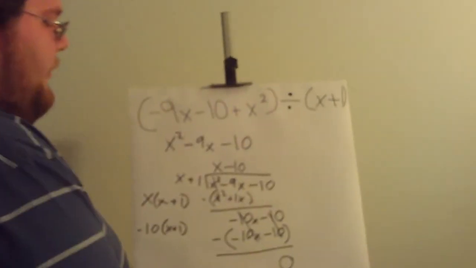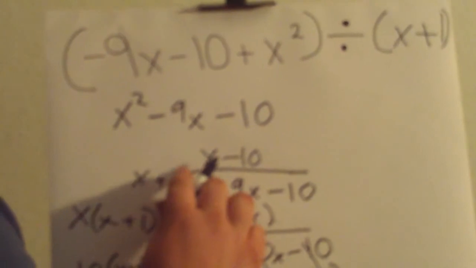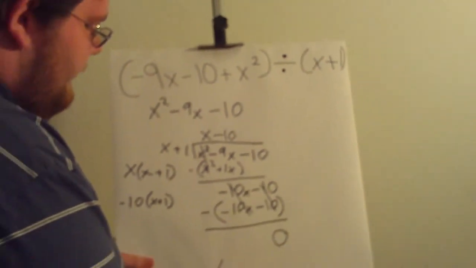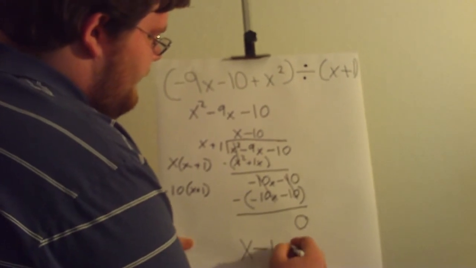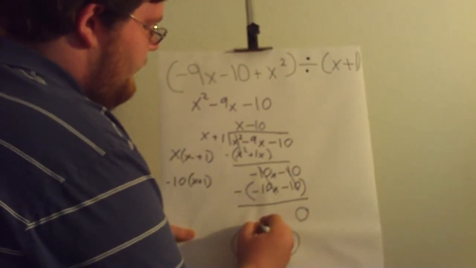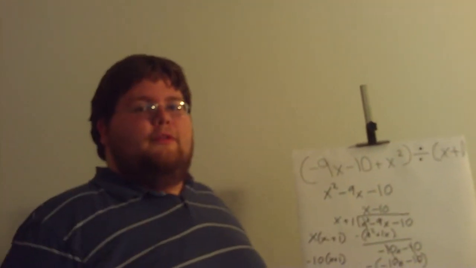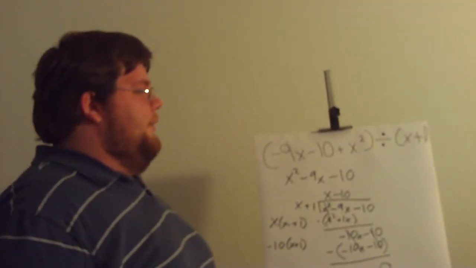So our actual answer to our problem is x minus 10. And if you follow these steps, you should have no problem doing long division for polynomials.